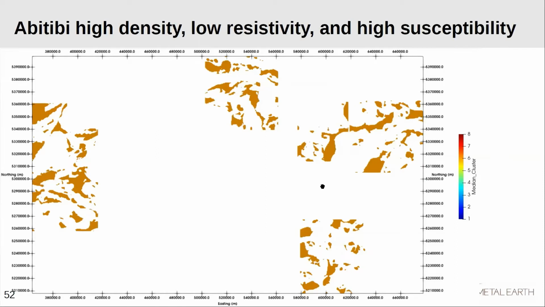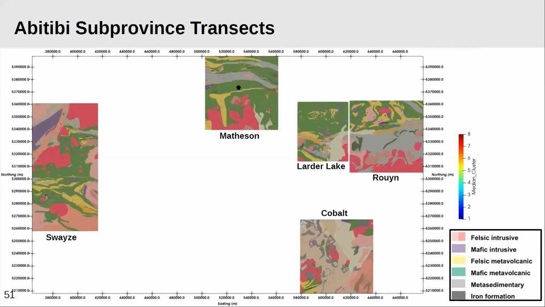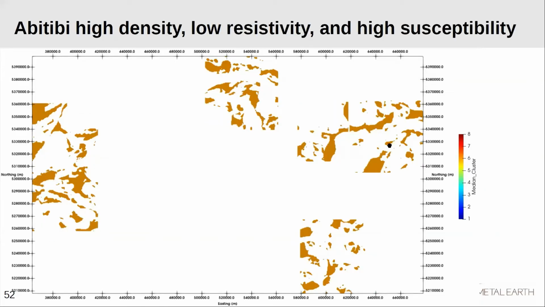So this is just a 2D projection, and I'm looking at the cluster number 6, which for my median value segmentation shows me the high density, conductive, and high susceptibility areas. So just flipping between these two, we can easily see how this correlates to these volcanic units.